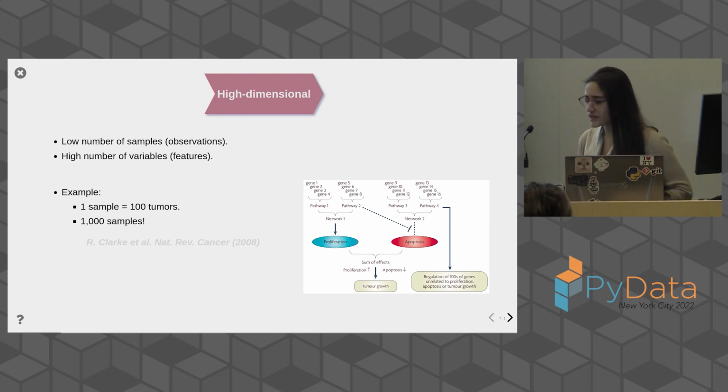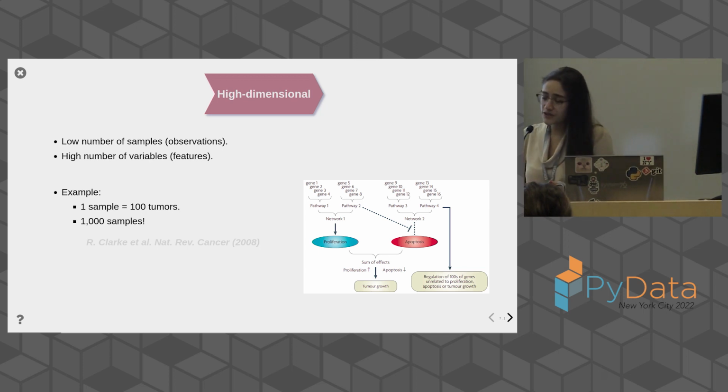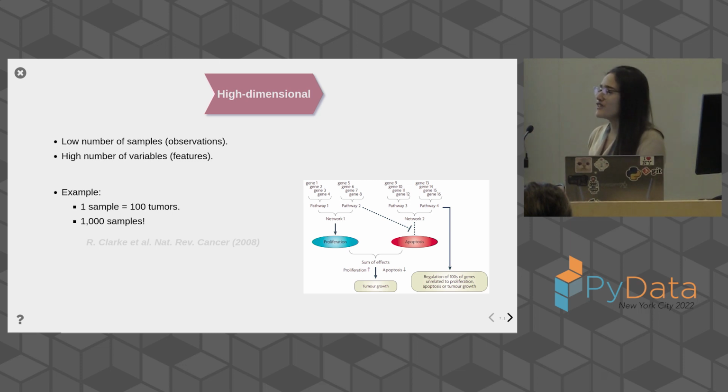And biological data is also high dimensional. This is a very serious problem, and a very serious limitation when we work with biological data. Most of the time we have a very low number of samples or observations, and we have a lot of features.